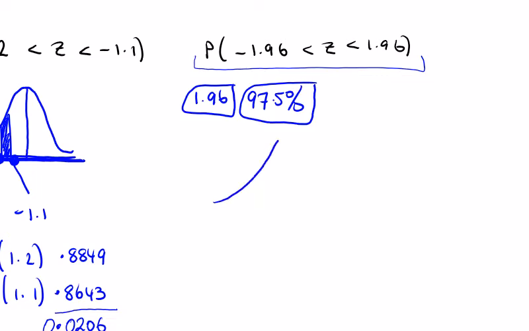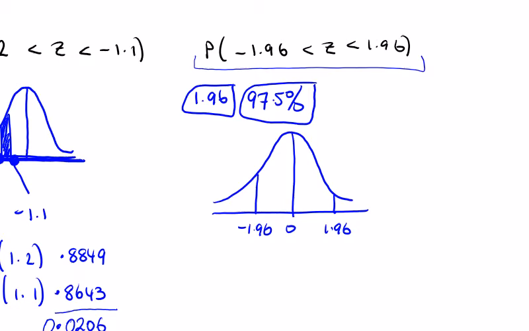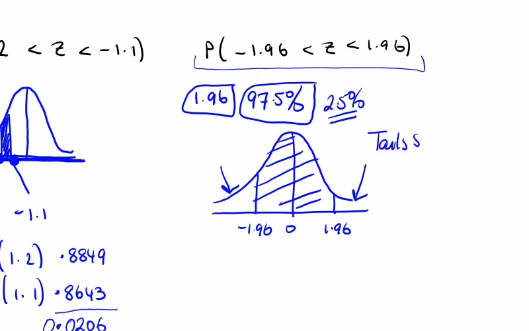So draw the sketch. 0, 1.96 and minus 1.96. We're looking for the bit in the middle. What did we say the tails were going to be? 2.5% each in here and in here. So the tails are giving off 5% of the data, which leaves 0.975.